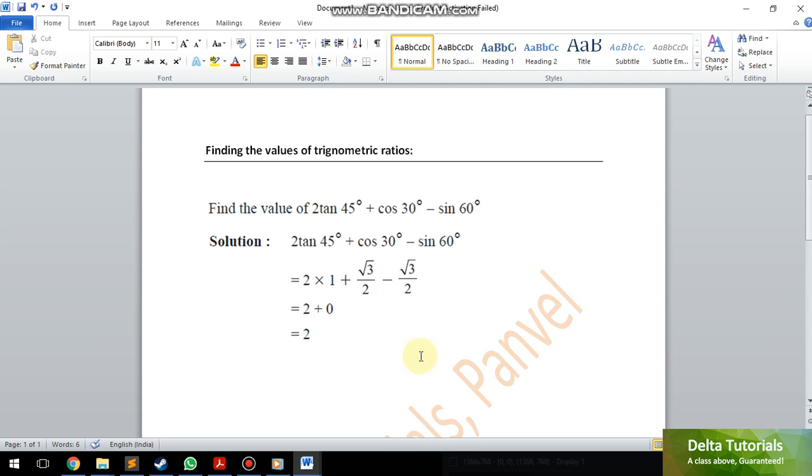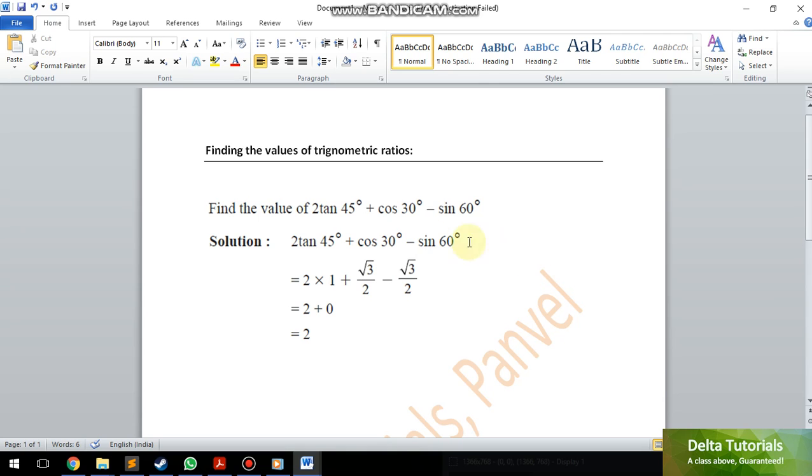Some basic ratio values are there such as sin 0, sin 30, sin 45, sin 60 and sin 90. Similarly cos, tan, sec, cosec, these values should be learned properly. Now, 2 tan 45 degree plus cos 30 degree minus sin 60 degree.